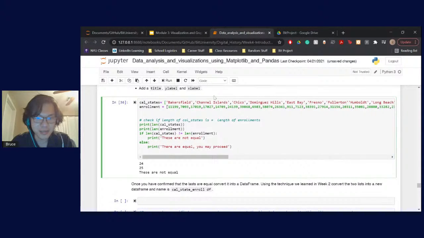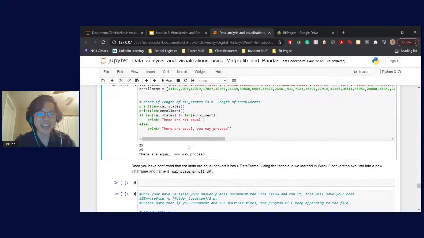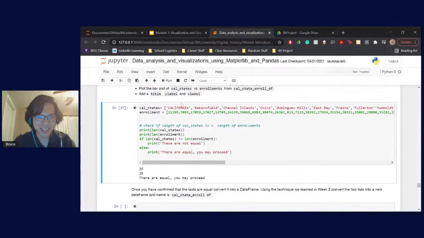Yikes. Okay, let's just put in a fake California state school. California. I'm not from California. I don't know. I apologize. All right, California. Right, now they are equal. All right, we just invented a school named California, which has pretty high enrollment numbers. Can't believe I've never heard of it before.